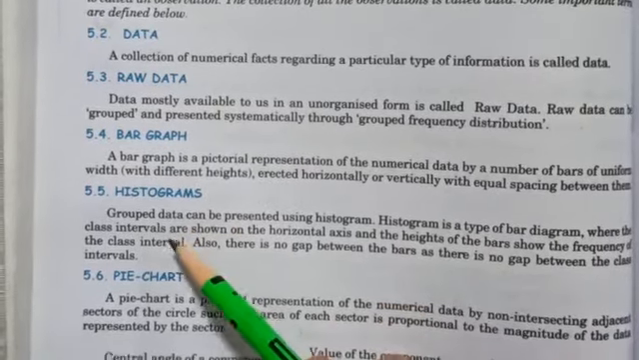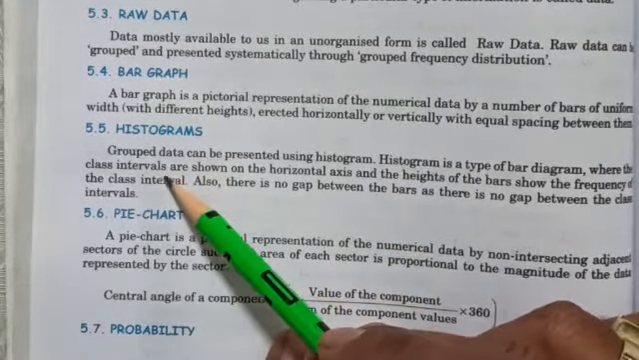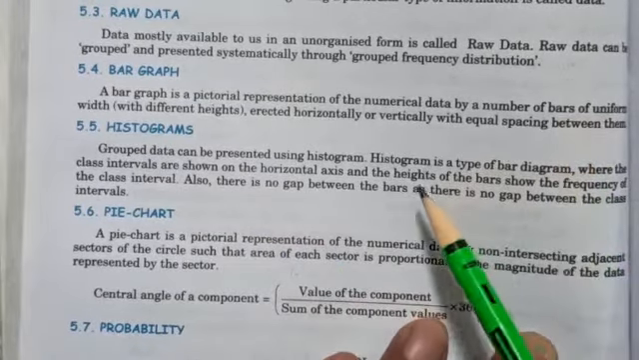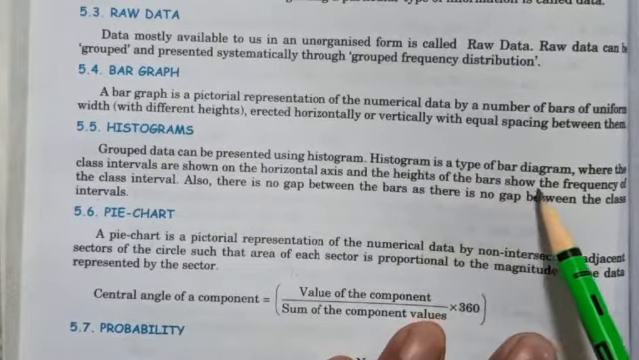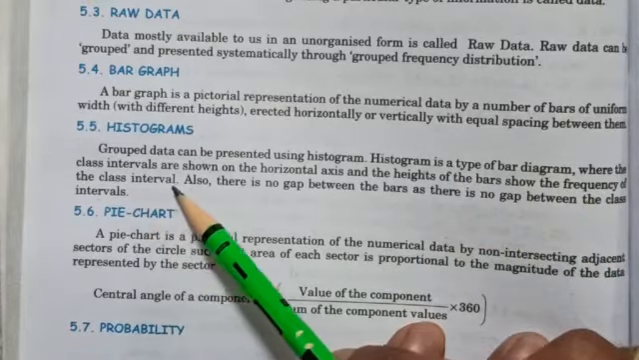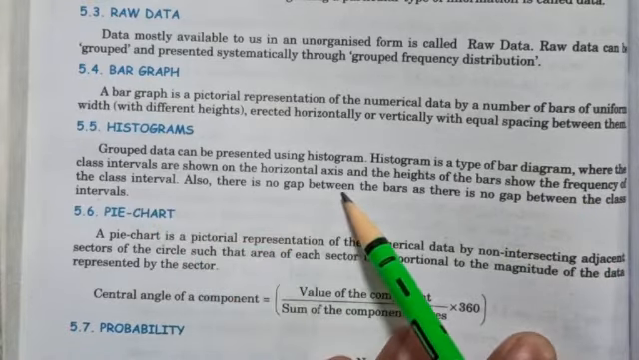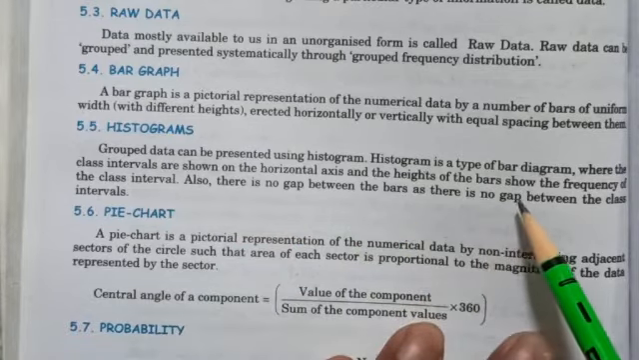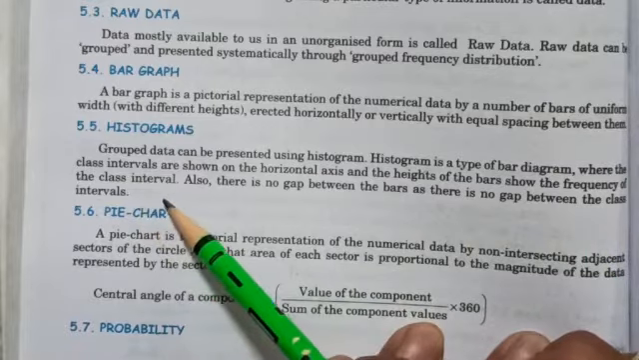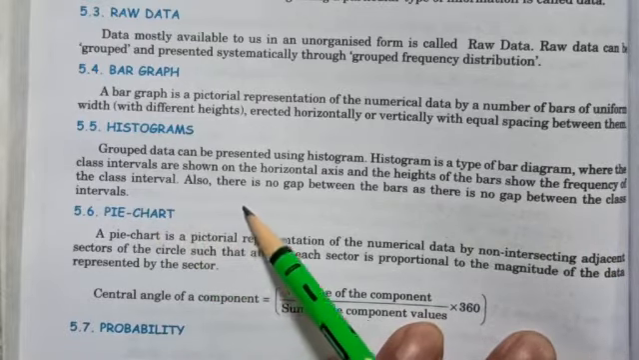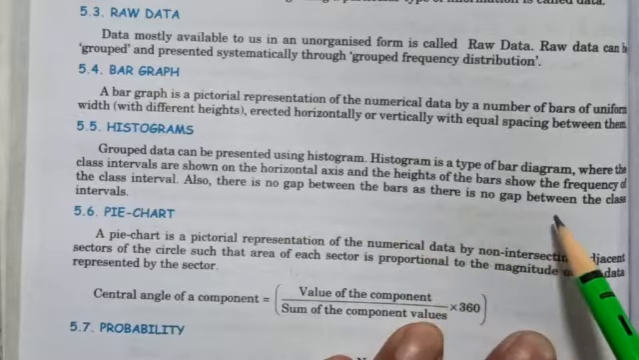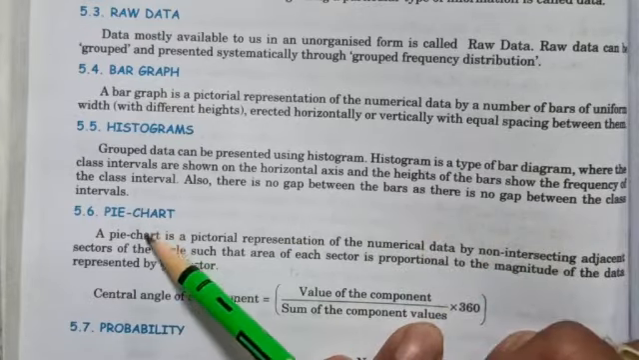Histogram. Grouped data can be presented using a histogram. A histogram is a type of bar diagram where the class intervals are shown on the horizontal axis and the height of the bar shows the frequency of the class interval. Also, there is no gap between the bars as there is no gap between the class intervals.